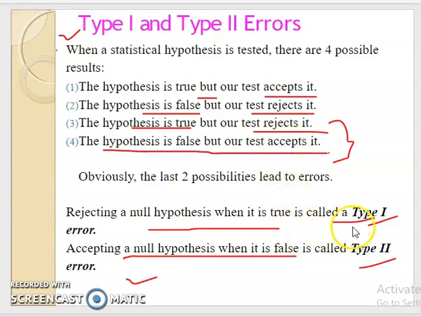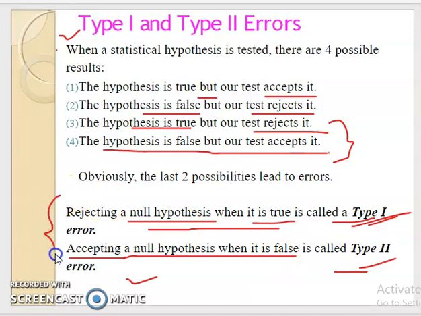Okay, and while testing the hypothesis, two types of errors take place: the type 1 error and the type 2 error. And what is the type 1 error? It is rejecting the null hypothesis when it is true. So that is a type 1 error. And the type 2 error is accepting the null hypothesis when it is false.